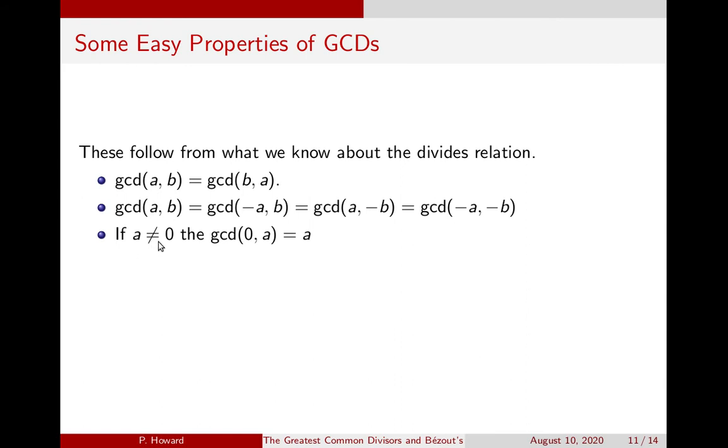As long as A is non-zero, the greatest common divisor of 0 and A is A. So you remember, every integer is a divisor of 0. So the greatest number that divides A is A. Therefore, the greatest common divisor of 0 and A will be A. The greatest common divisor of 1 and A is 1. 1 only has a single positive divisor, namely itself.